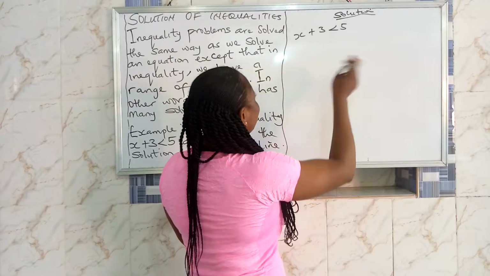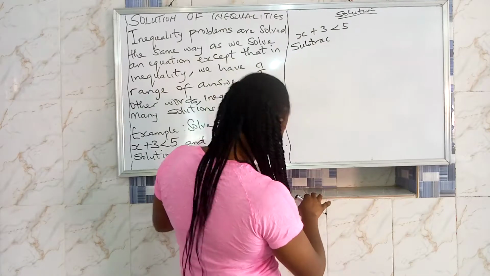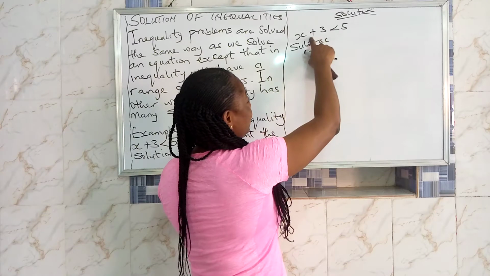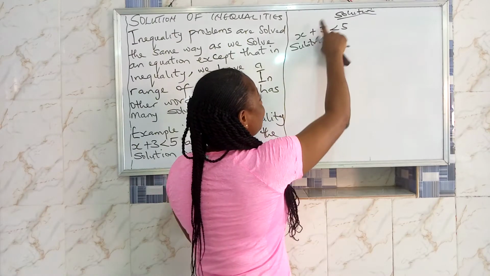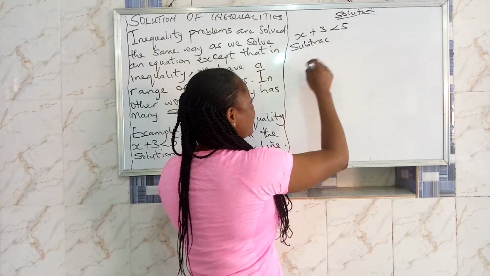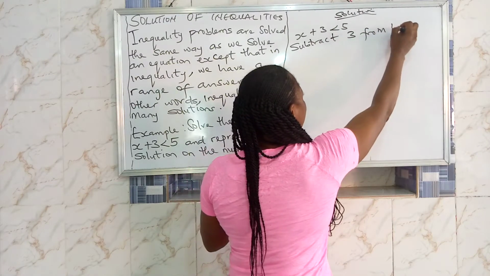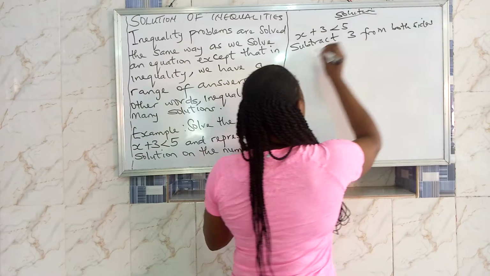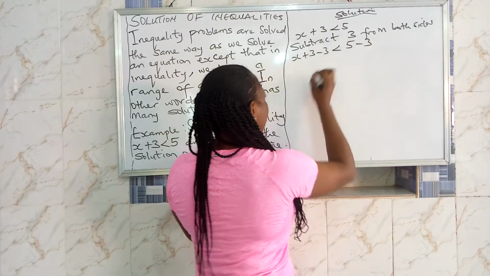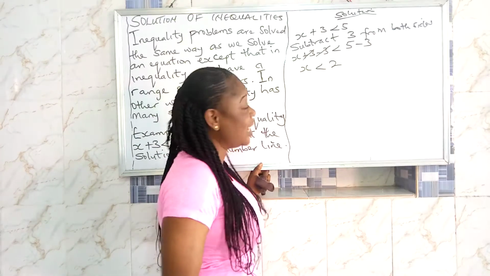So I can just subtract 3 from both sides. If I want to solve it the way I'm solving my equation, I can collect like terms. This is my plus 3. If I collect like terms, plus 3 will move to where I have my 5, and it will change sign. So I'm going to do the opposite of plus 3, which is minus 3. Subtract 3 from both sides. So I will now have x plus 3 minus 3 is less than 5 minus 3. This will cancel this, I'm left with x. 5 minus 3 will give me 2. So my answer is x is less than 2.